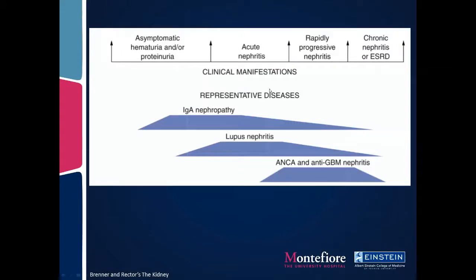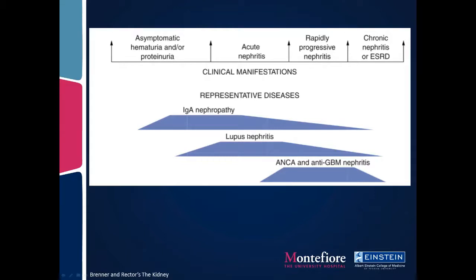So when we talk about RPGN, the spectrum of diseases that we mostly see in patients can range from asymptomatic hematuria or proteinuria to a rapidly progressive nephritis where they have severe AKI and a lot of inflammation. So if they have an RPGN or rapidly progressive nephritis, they're more likely to have ANCA vasculitis and anti-GBM nephritis. In fact, ANCA vasculitis is the most common diagnosis. In older people, when you do a kidney biopsy for GN, ANCA is the most likely diagnosis to be found on biopsy.